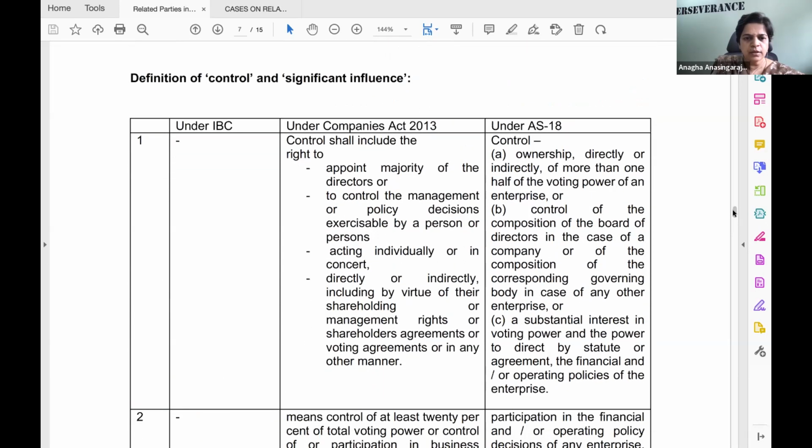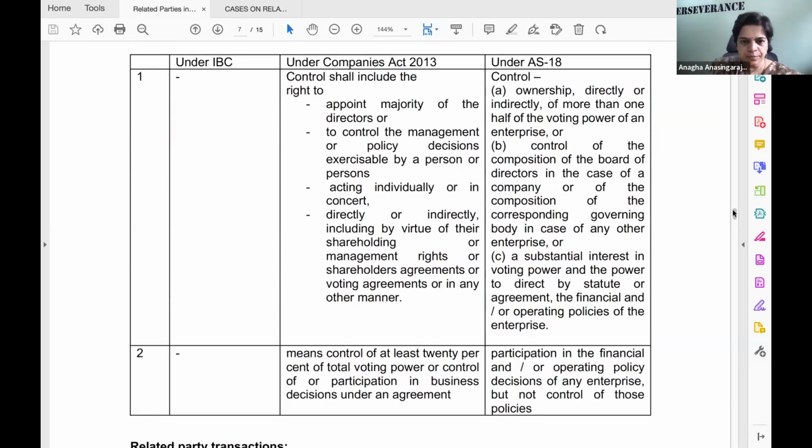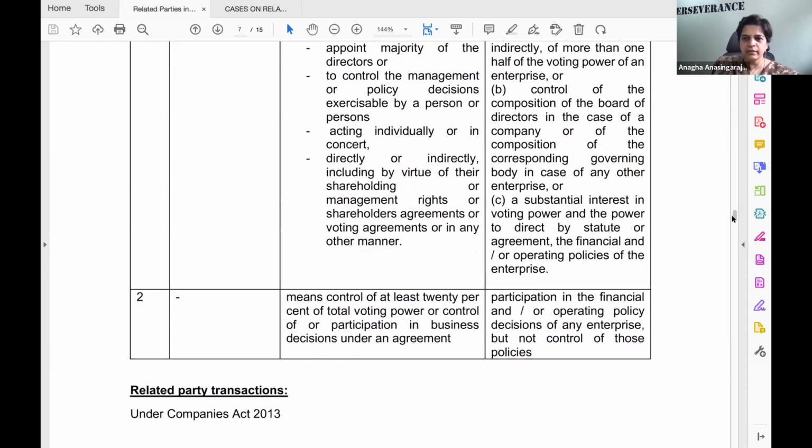And significant influence means control of at least 20% of total voting power, or control of or participation in business decisions under an agreement. And under AS 18, it means participation in the financial and/or operating policy decisions of any enterprise, but not the control of those policies. So again, this is very, very fact-based, and it may not be possible to have something very generic under this unless we have certain facts under which we will have to fit this.